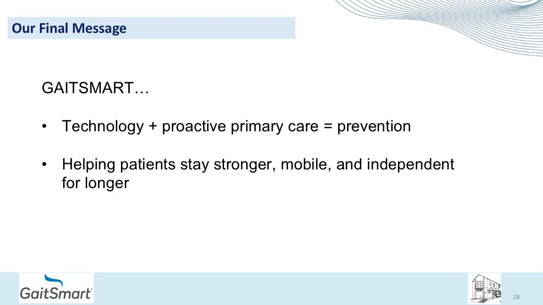Primary care sees patients long before frailty develops. By combining proactive care pathways with technologies like GaitSmart, we have the opportunity not to just treat decline, but to prevent it. And when patients tell us they feel stronger, faster, and more confident, we know we are helping them stay independent for longer. And ultimately, that's what AI technology in healthcare should be all about.